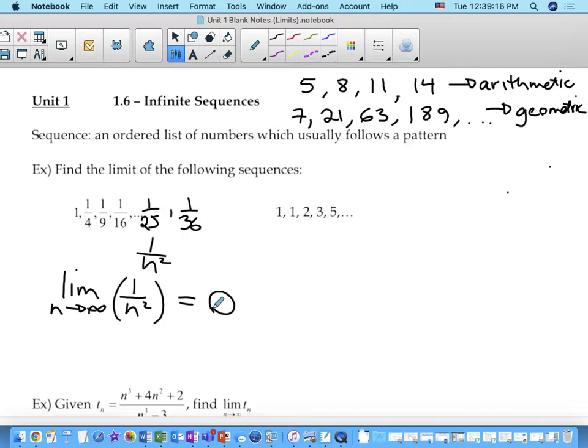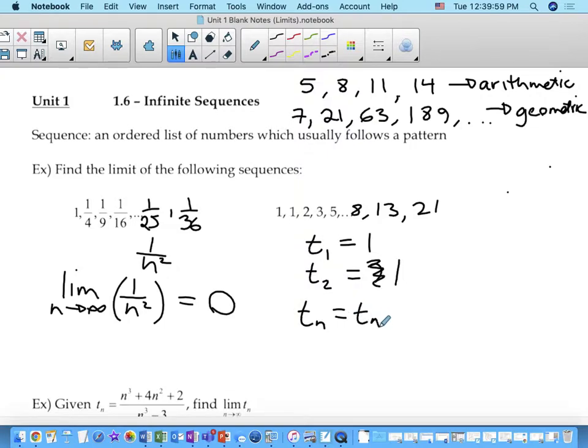Okay? What about this sequence? So we've got 1, 1, 2, 3, 5. Does anyone know what the next number would be? Yeah. It is 8, yes. This is the Fibonacci sequence. Okay, so this is 13, and then 21. So what's the rule? How do you get the next term? Exactly, you add the previous two numbers. So the rule for this sequence is T1 equals 1, T2 equals 1, and then Tn equals Tn minus 1 plus Tn minus 2. So you've got to define the first two terms, and then every term after that you can define by adding the previous two.